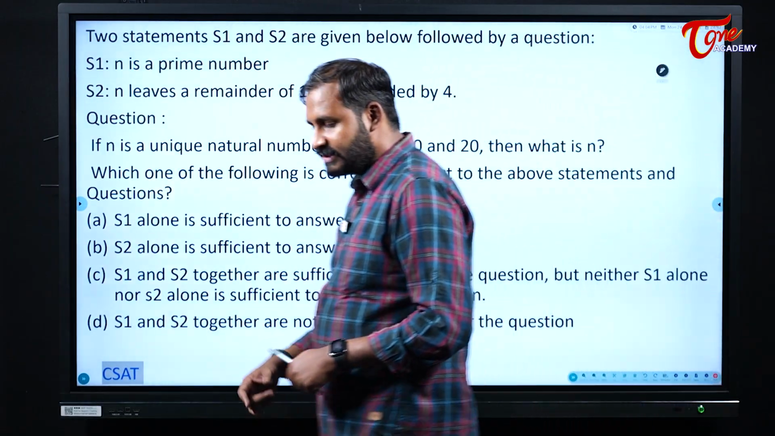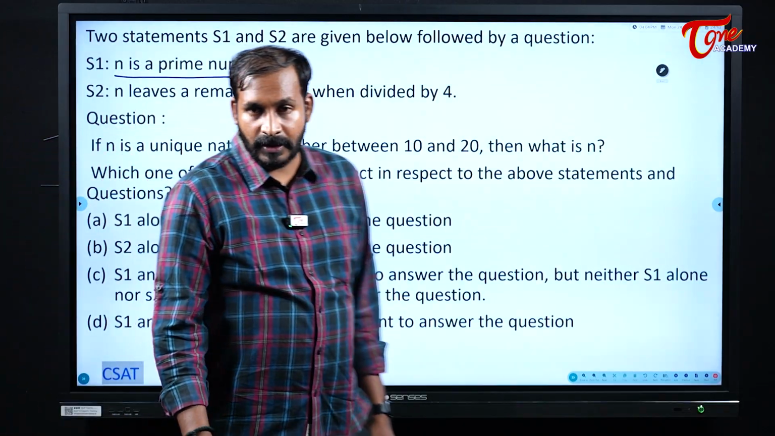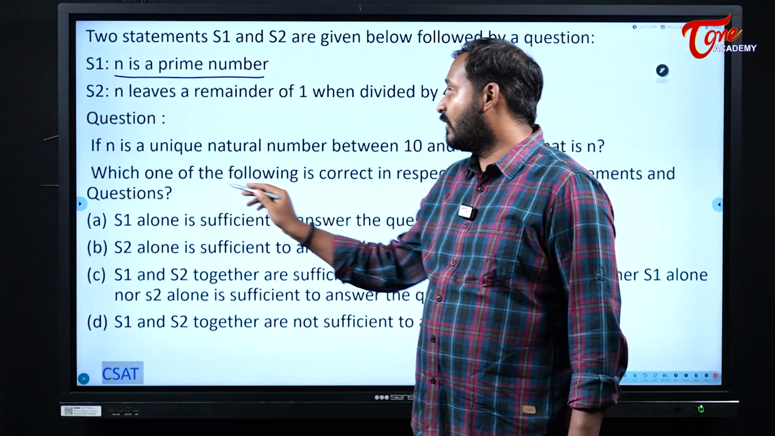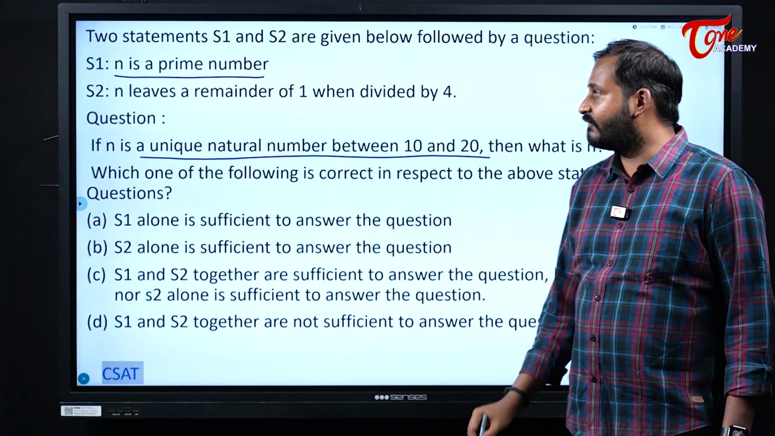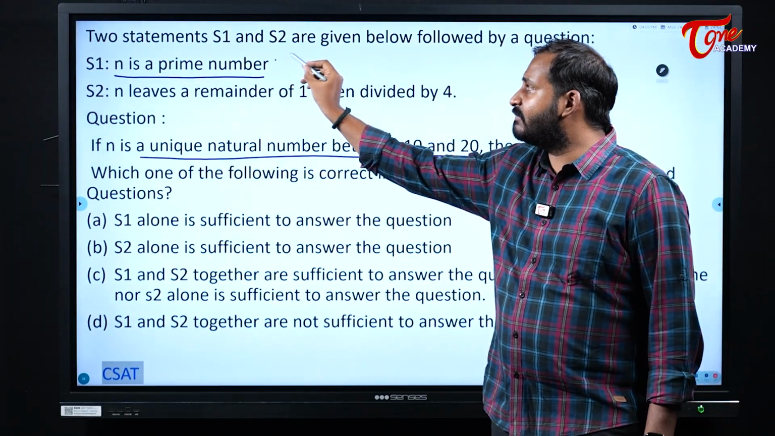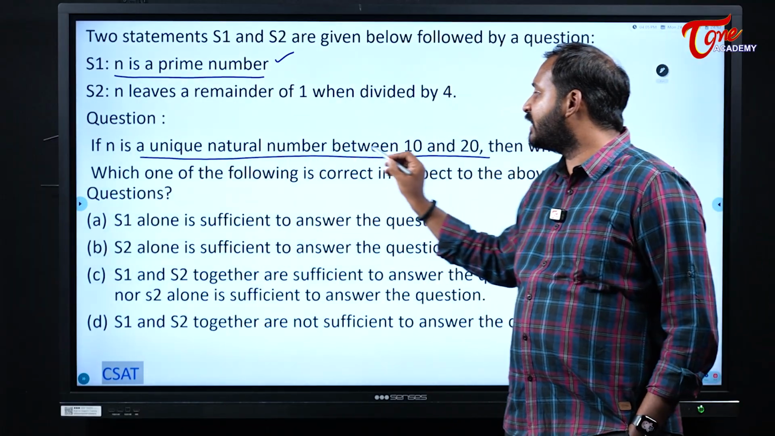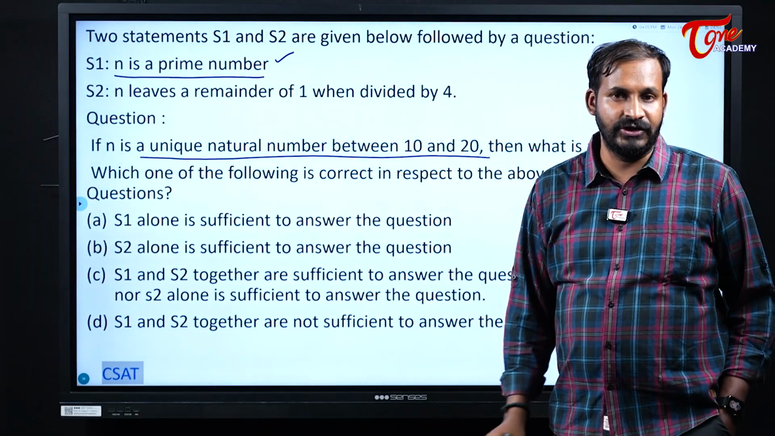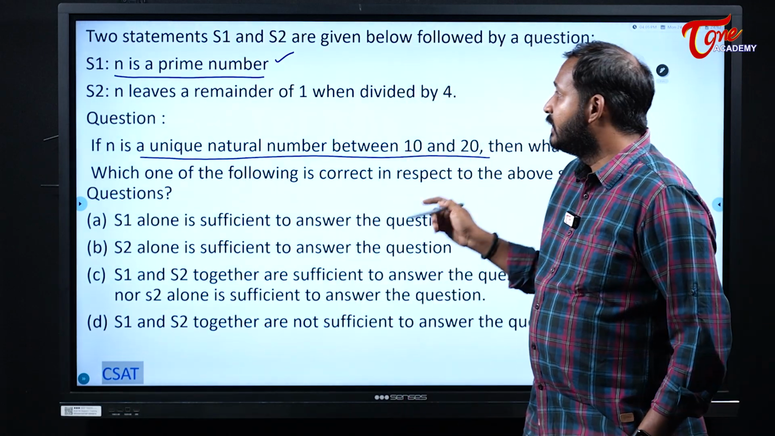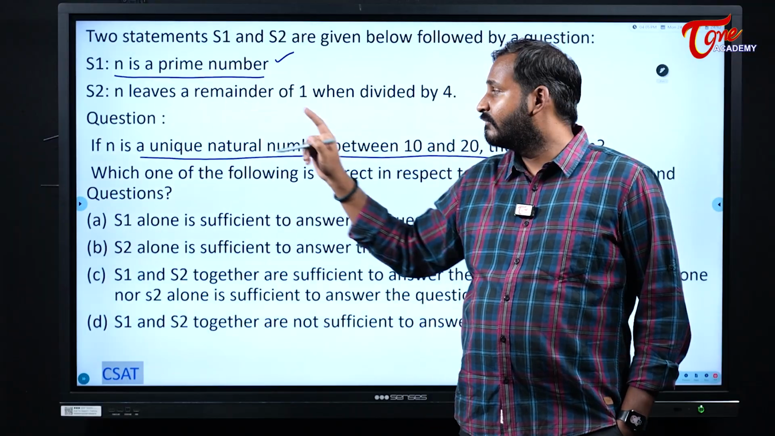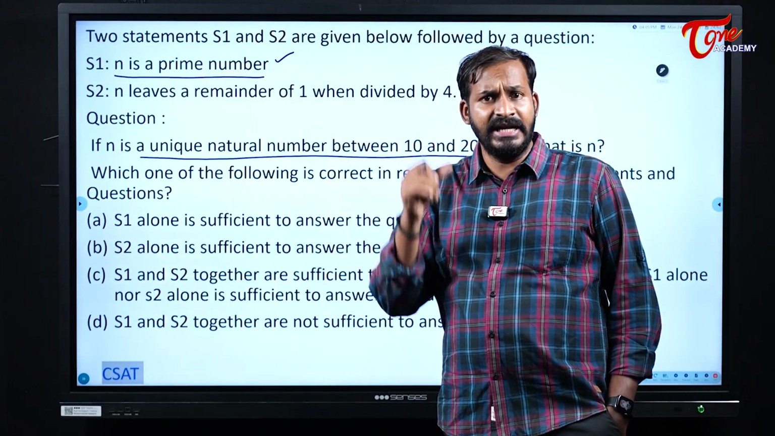Now, see here, 2 statements are given for us. Statement 1: n is a prime number. Now, the question is, if n is a unique natural number between 10 and 20, then what is the value of n? By using statement 1 only, can I answer this question? Unique means definitely I need to tell a single value. Statement 1: n is a prime number.